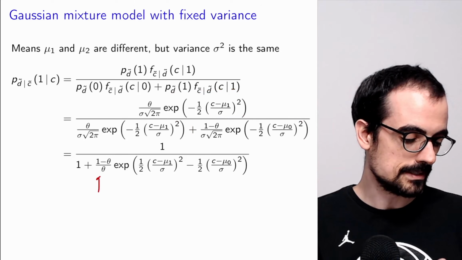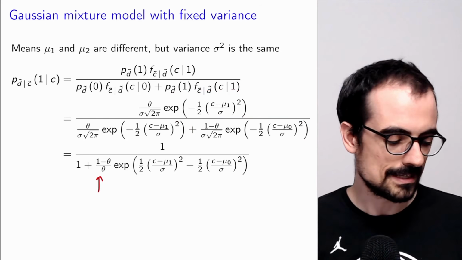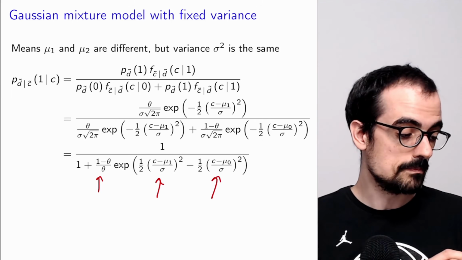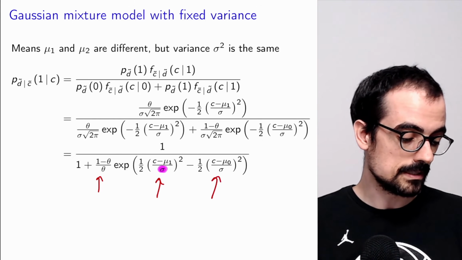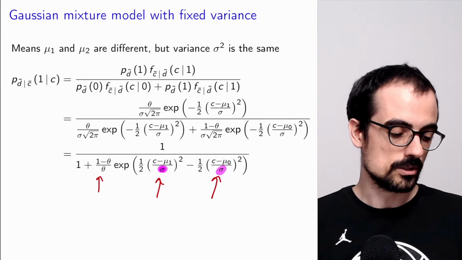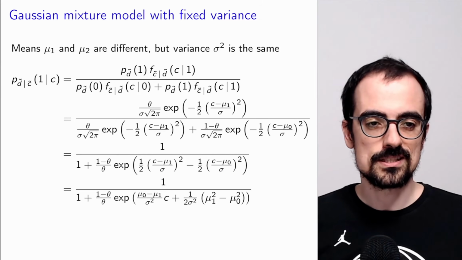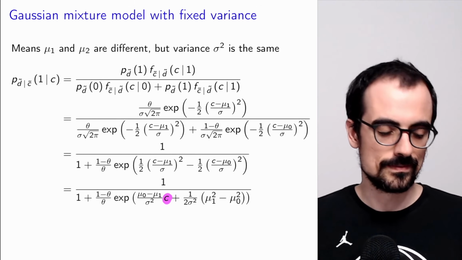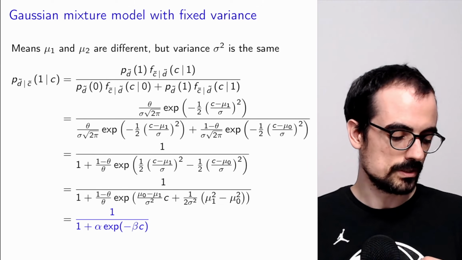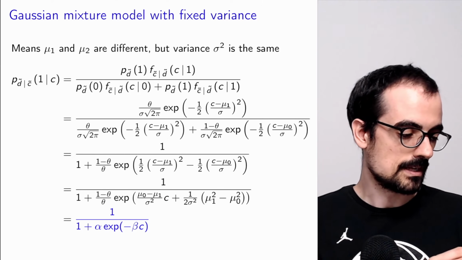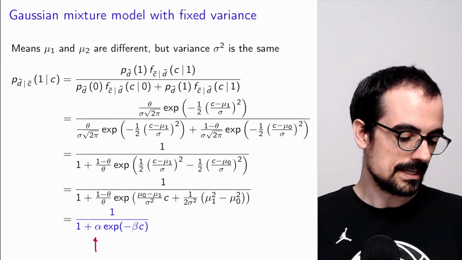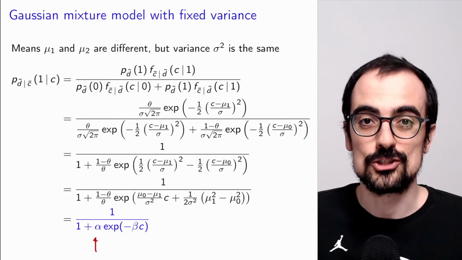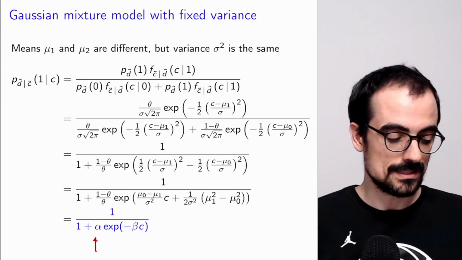We get this (1 minus theta) divided by theta, because the sigmas cancel out, and we have this square minus this square. And this is where it's really important that the two sigmas are the same, because then we get these cancellations, and now we have an expression here that is linear in c. So you can see this as a function which is 1 over 1 plus some constant times an exponential of minus beta c. And this is exactly a logistic function, which is often used in classification.